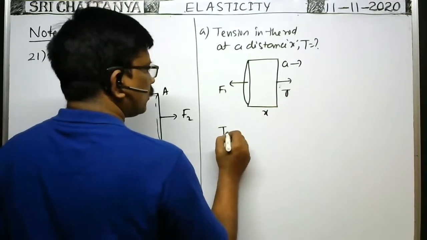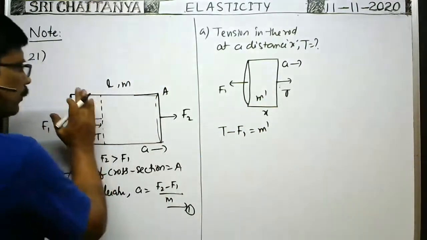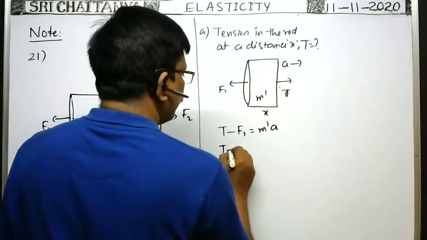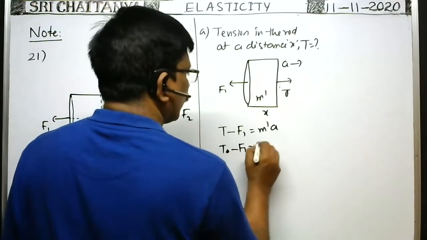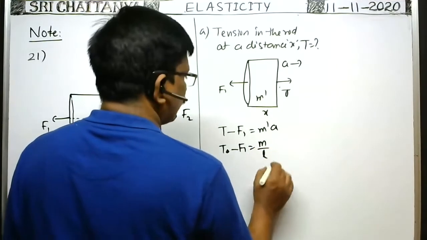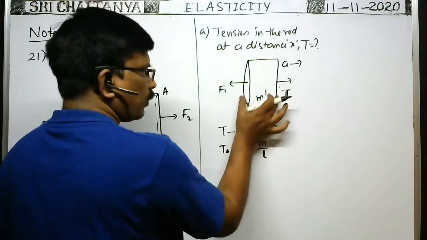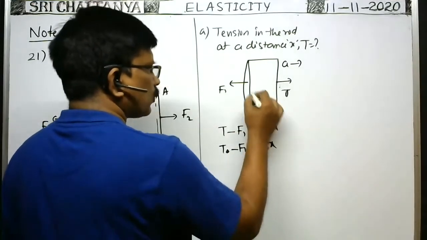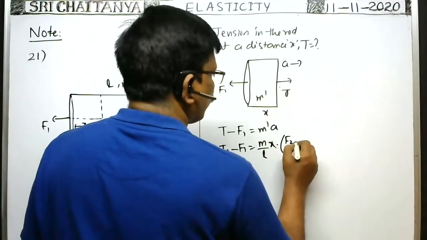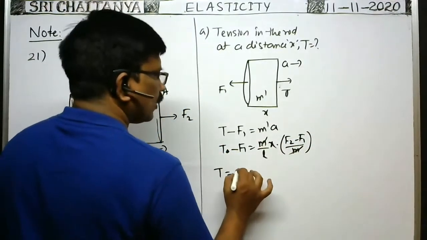Net force acting on this part is equal to T minus F1. It is equal to mass of this part, m dash, into A, since every part of the rod travels with the same acceleration A. Therefore T minus F1 is equal to mass of this part into acceleration. Total mass of the rod is m for length L, so mass per unit length is m by L. Then the mass of this part having length x is m x by L. Into acceleration, F2 minus F1 whole by m. m cancels, of course.